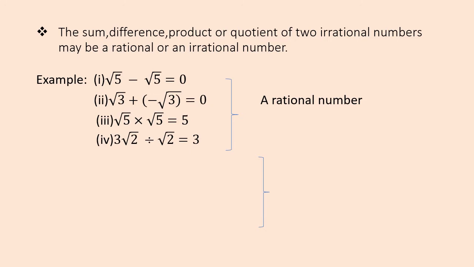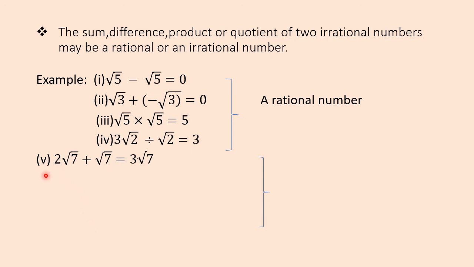Moving to another example, that is 2 plus root 7 plus root 7, the sum of two irrational numbers. Here the irrational part is root 7, and since the irrational parts are the same, you can add: 2 root 7 and the next 1 root 7, that is 3 root 7. So the sum of two irrational numbers is an irrational number.